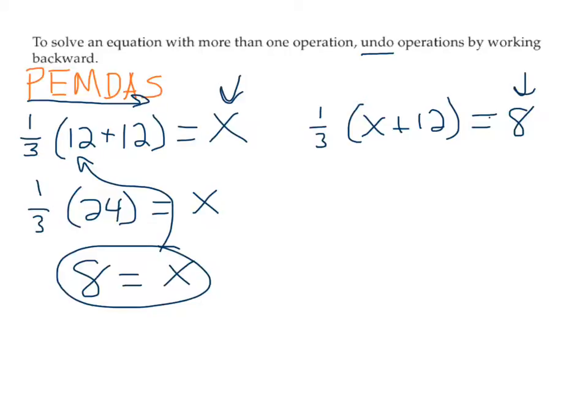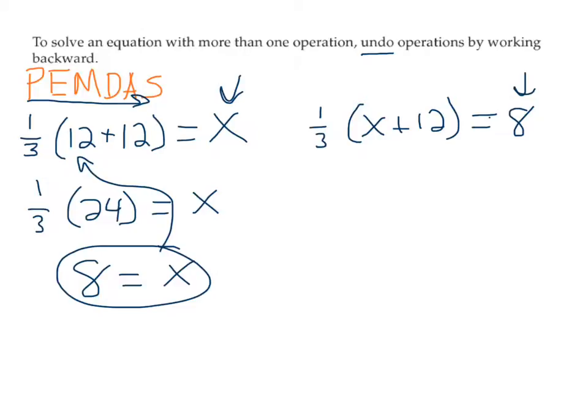Okay, so let's try to solve this. Let's read this again. This does have multiple steps. We cannot just do one operation, being some addition or multiplication, to solve this. And so it says to solve an equation with more than one operation, undo operations by working backward. Backward? What does that mean? Well, backward in this case means the opposite of PEMDAS, the opposite of please excuse my dear Aunt Sally.